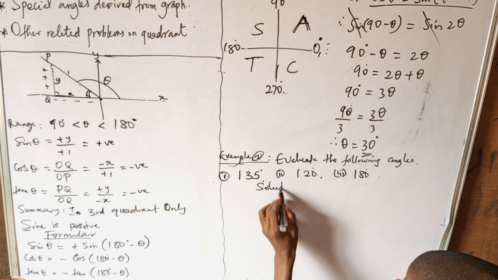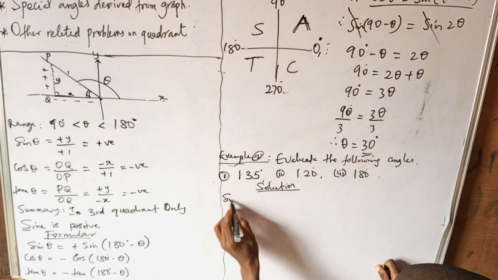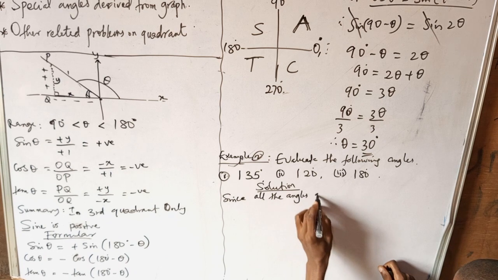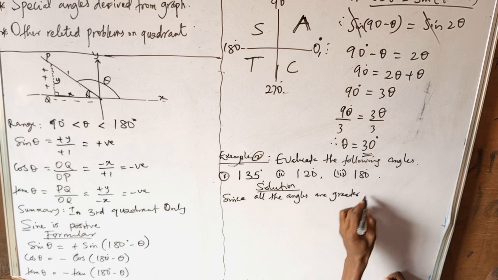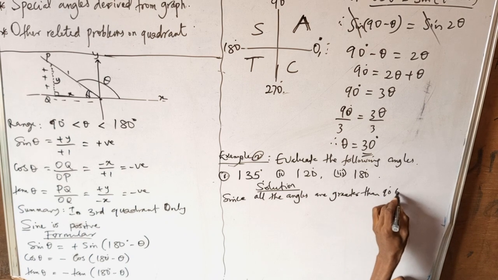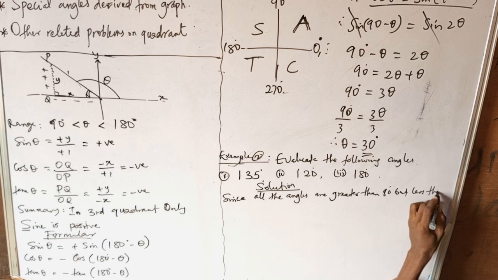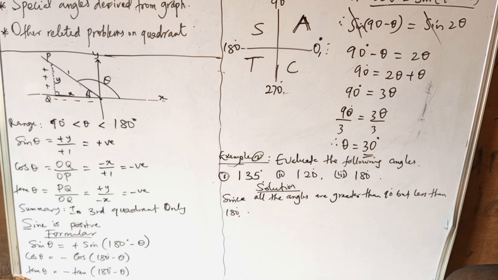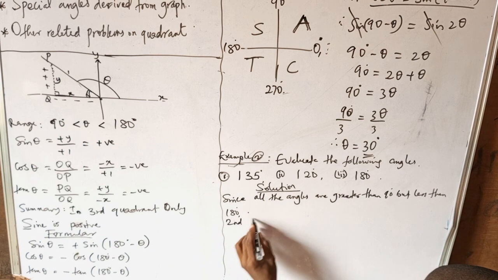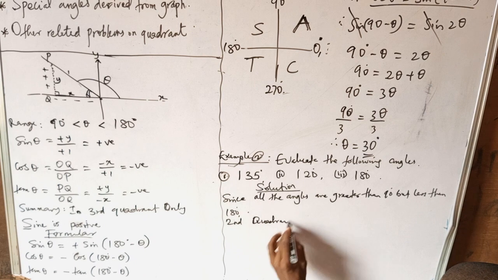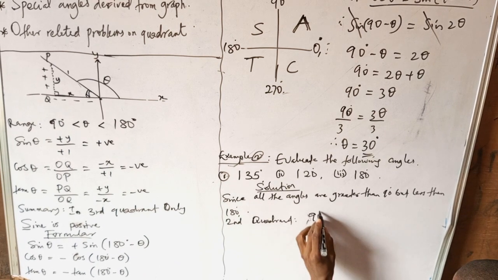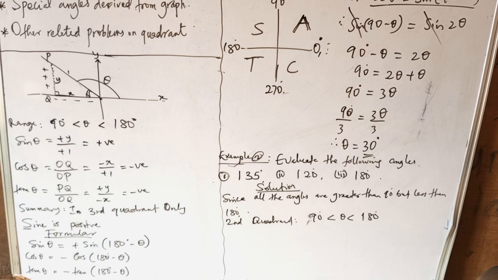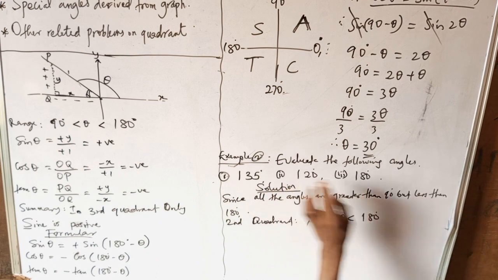So solution. Since all the angles are greater than 90 degrees but less than 180 degrees, it means that they are all in the second quadrant. So based on the range of our second quadrant, we have 90 degrees less than theta, theta less than 180 degrees. So that is where the application of this comes into play. So we have to evaluate 135, 120, and 180.